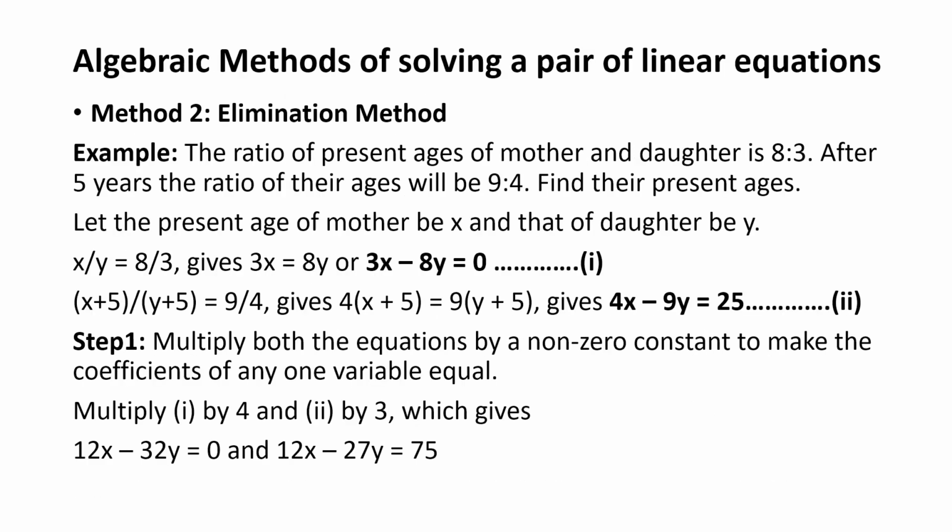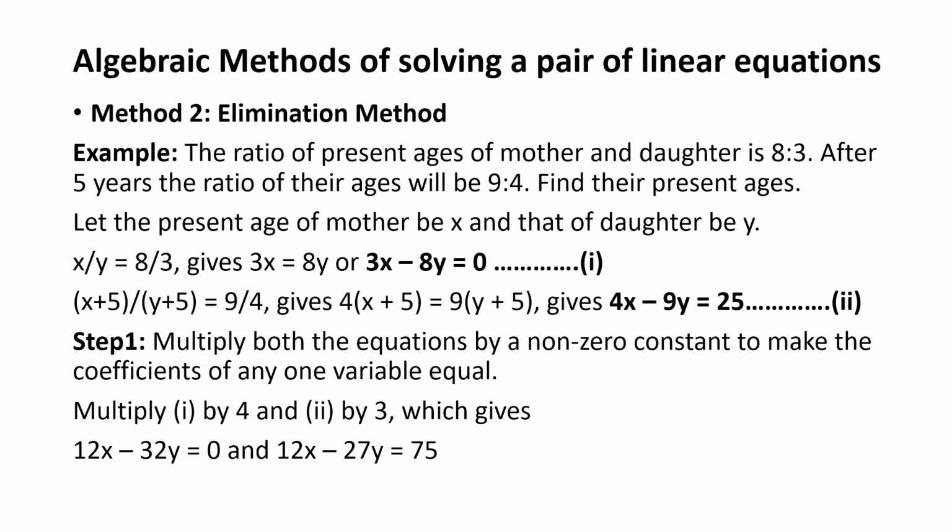The second method is called the elimination method. Let us take an example. The ratio of present ages of mother and daughter is 8:3. After 5 years, the ratio of their ages will be 9:4. Find their present ages. Now first of all, let the present age of mother be x and that of daughter be y. So according to the example, the ratio of present ages x upon y is equal to 8 upon 3. So this gives us 3x is equal to 8y, or 3x minus 8y is equal to 0.